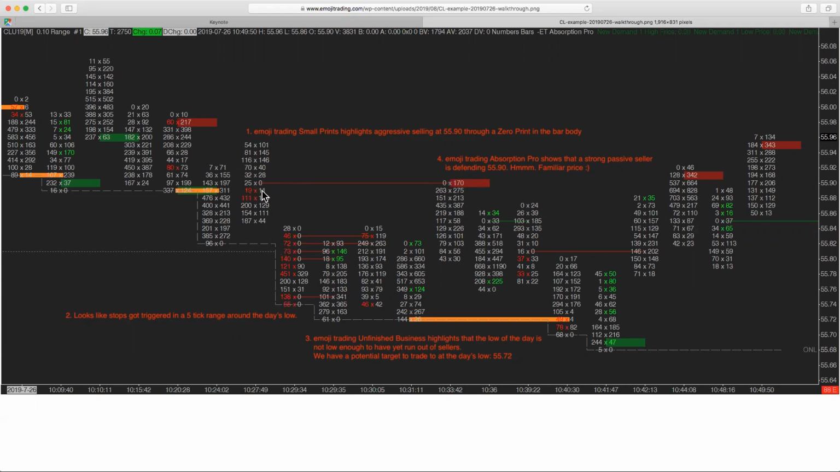So for me, that's kind of a nice clue, especially when I've got unfinished business below me, telling me that this low was not low enough to run out of sellers. So by reading the story, initially flagged by, okay, there's 0 print, oh, look what that 0 print did. We've gone back up here. Okay, this price looks familiar. Now I feel quite confident about a short trade because this guy is going to defend me.